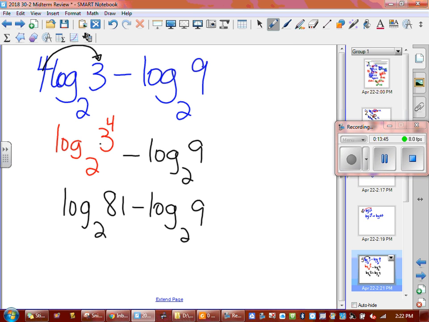So now what do we have to do? Divide them, okay, because there's a subtract sign here. So now we're going to take 81 divided by 9, we get 9. So we're going to get log base 2 of 9, and that's what we have to type in.